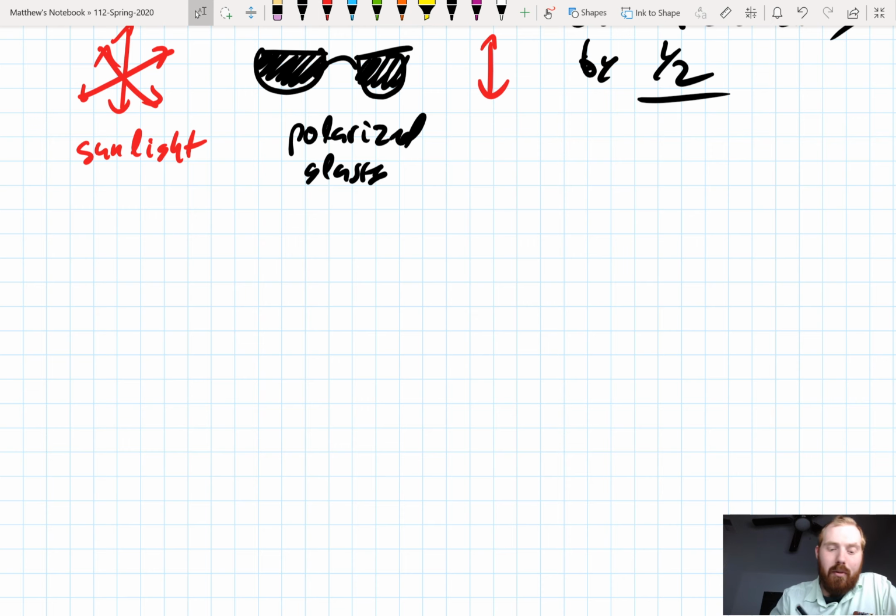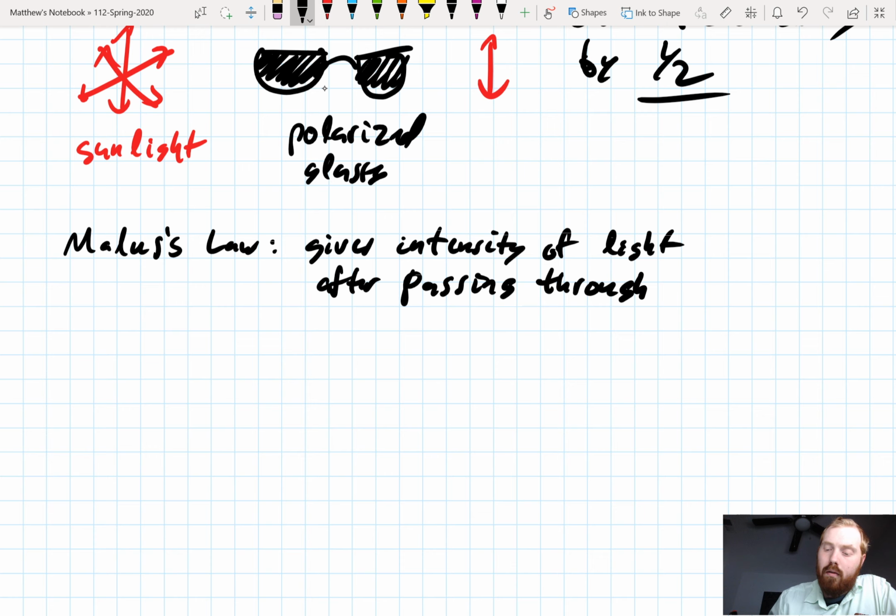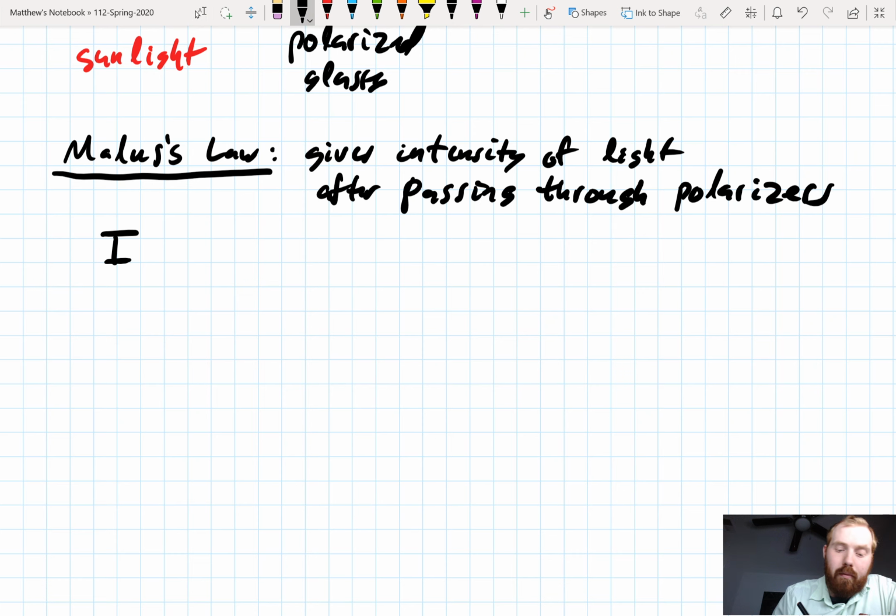Quants now. We finally get to do some problem solving. We're going to introduce what's called Malus's Law. What does this do? It gives the intensity of light after passing through polarized filters. So the equation itself: the transmitted intensity is equal to the incident intensity times cosine squared phi, with a caveat.